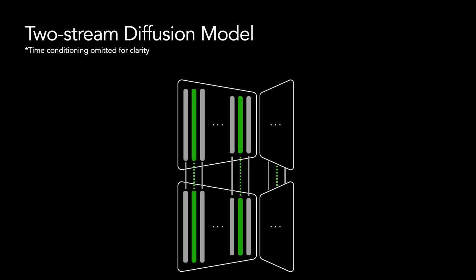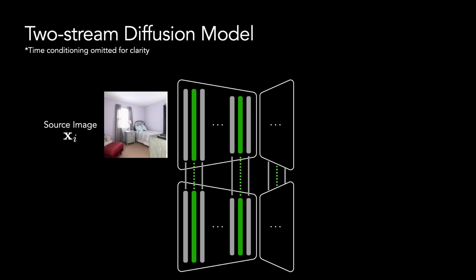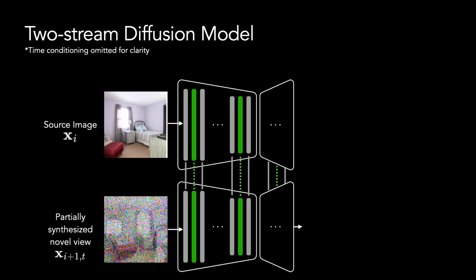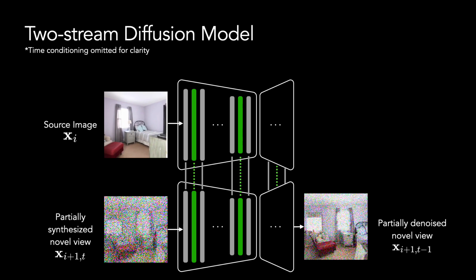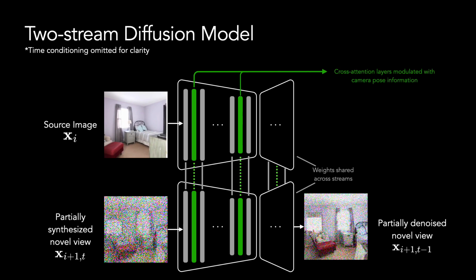We learn the distribution of novel views using a two-stream diffusion model, where one stream processes the source image, and the other stream processes the noisy intermediate images of the novel view. The weights are shared across the streams while only communicating using cross-attention layers, which are modulated with relative camera pose information.